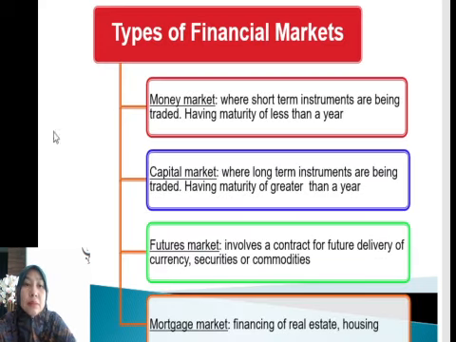So types of financial market: we have a money market, capital market, futures market, and mortgage market. So what is money market? Money market is where short-term instruments are being traded, having maturity of less than a year. Like lending and borrowing for a period of less than a year. The practice of saving, the banking practice, is in the money market.